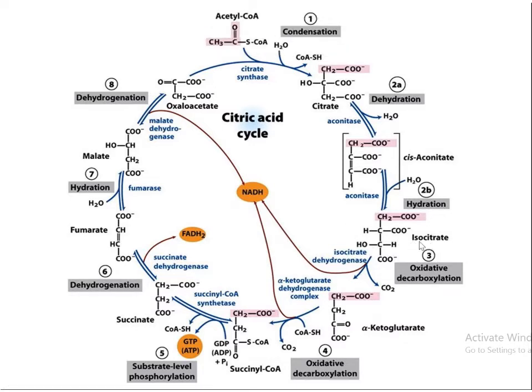Then the isocitrate is dehydrogenated by losing a proton, and this proton is picked up by NAD plus, and the NAD plus turns into NADH. This is catalyzed by the enzyme isocitrate dehydrogenase, and simultaneously another thing happens here, which is decarboxylation. Decarboxylation means de means remove, carboxy means carbon dioxide. So decarboxylation means the removal of carbon dioxide.